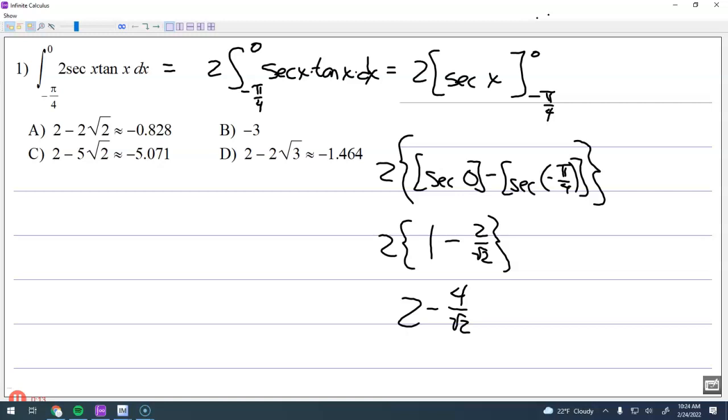So how do I get rid of a root on the bottom? Multiply by that same root, right? So now I'll have 2 minus, on top I'll have 4 root 2. And on the bottom, what's the square root of 2 times the square root of 2? It's 2, and then the 4 divided by 2 simplifies to be 2. I do end up with 2 root 2.